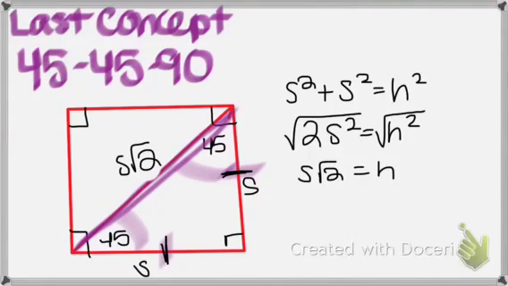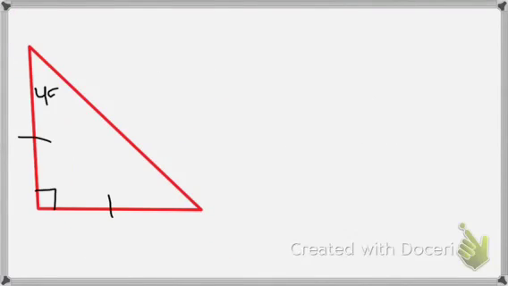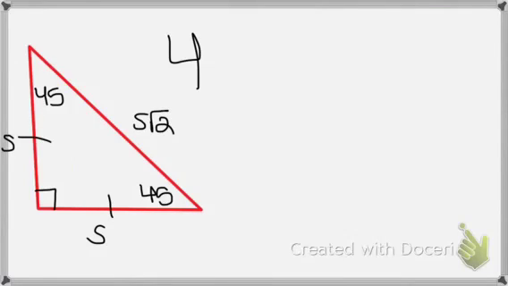Okay, so this is the formula that we're really going to have to memorize for 45, 45, 90. So again, one more time, taking a look, we have S, S, and S square root of 2. Very, very important.